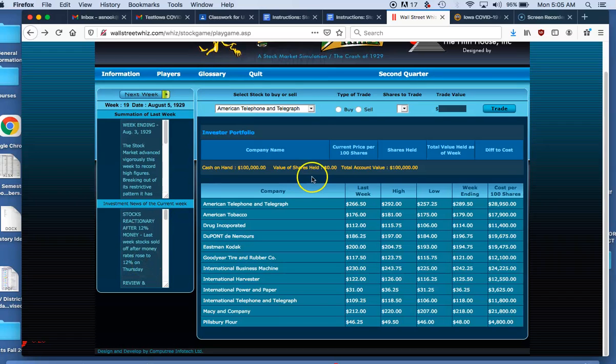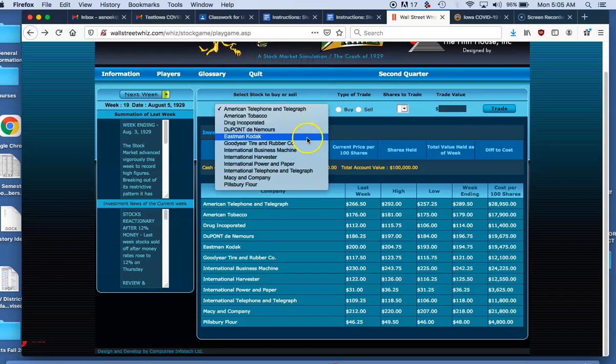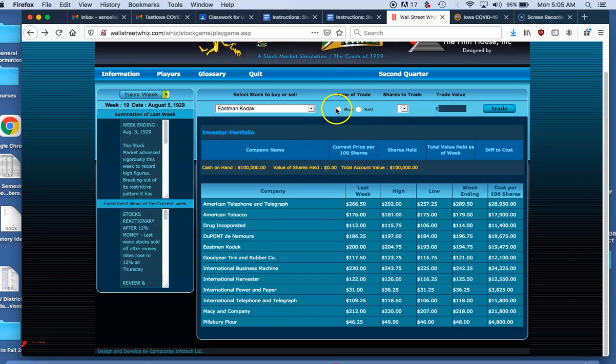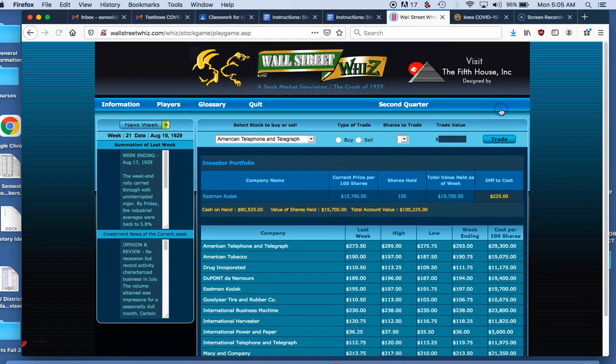So if you actually want to buy something, let's say I want to buy Eastman Kodak, the camera company. Click on Kodak, I click on buy, it comes up with 100 shares, it comes with that trade value automatically, and so I click trade.